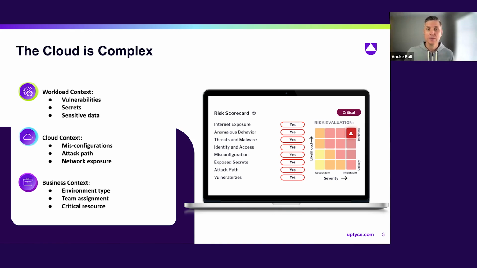And then thirdly, the business context. So what type of environment is this? Is it a staging or a production environment? Which team is assigned to that environment? And then lastly, is it a critical resource?